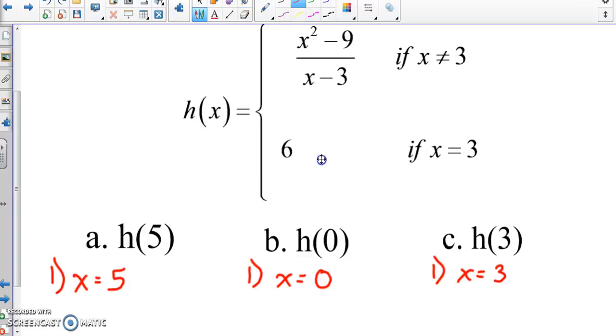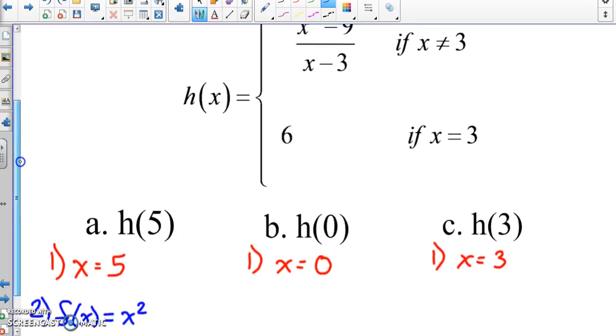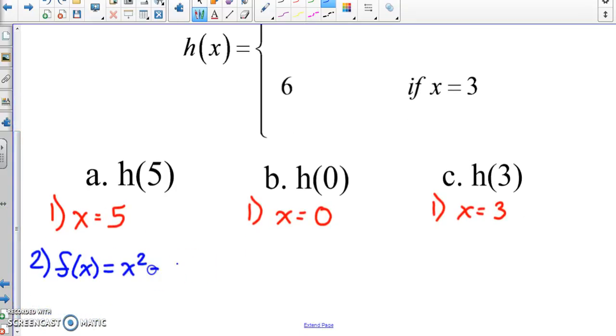Okay, we said either x is going to equal 3, or will not equal 3. Not 3, 3. So looking at 5, is that 3? No, it's not 3. So for step 2, the equation that we choose is the first one: x squared minus 9 over x minus 3.